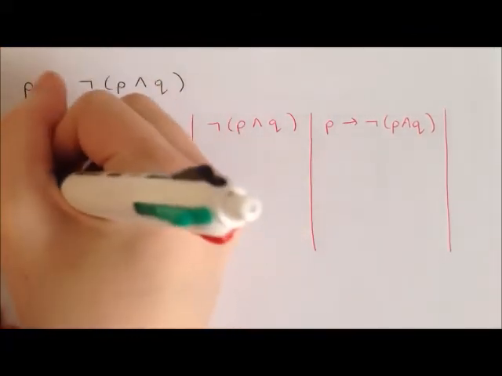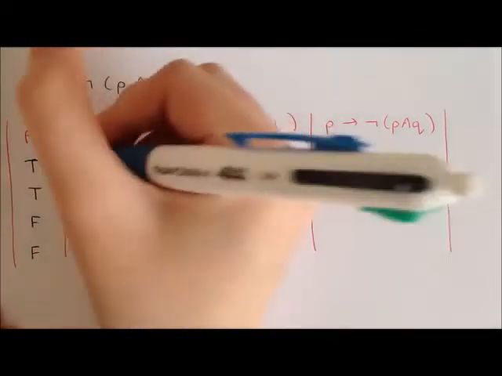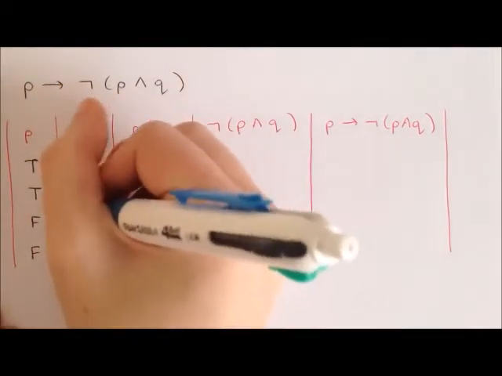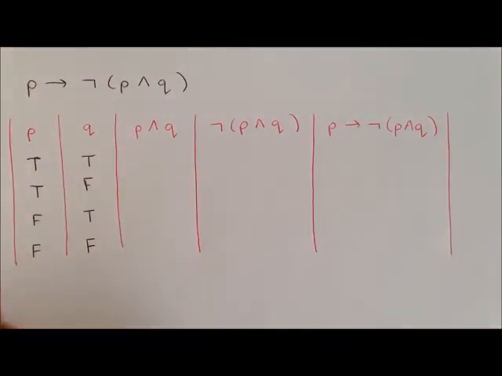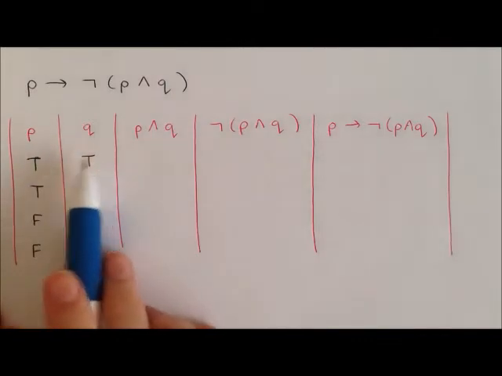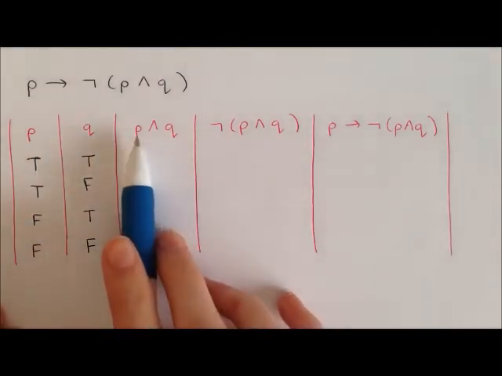So how we start it off is by going into the very first column, and nice and easy, you just go true, true, false, false. Head over to the next column and we go true, false, true, false. That way we've got every possible combination. So we've got true, true, true, false, false, true, false, false. Then we go into P and Q.